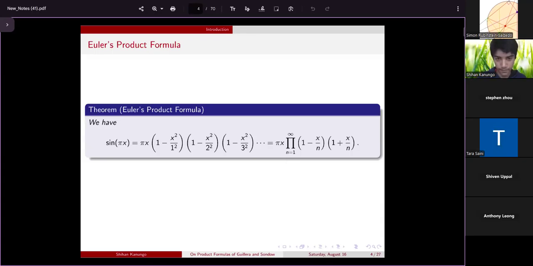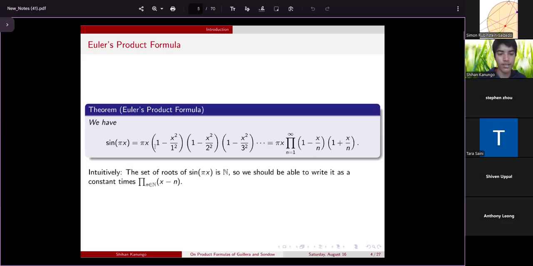Now, there is some very nice intuition about why this should be true. For a normal polynomial, we can express it as a product of x minus its roots. And that's essentially what this formula is doing, because the roots of sine of pi x are just the integers, because sine of any multiple of pi is 0. So the expression on the right is essentially the same thing as what we do for a normal polynomial.